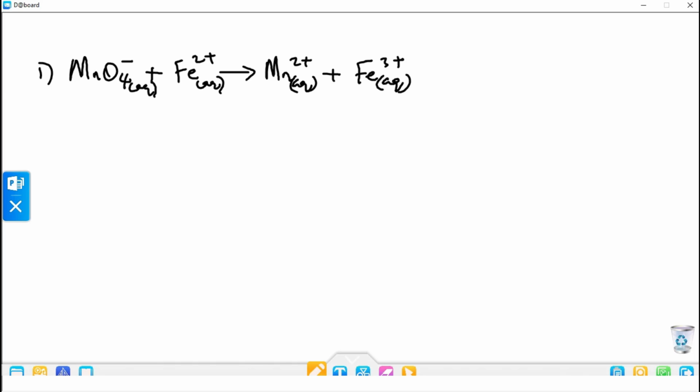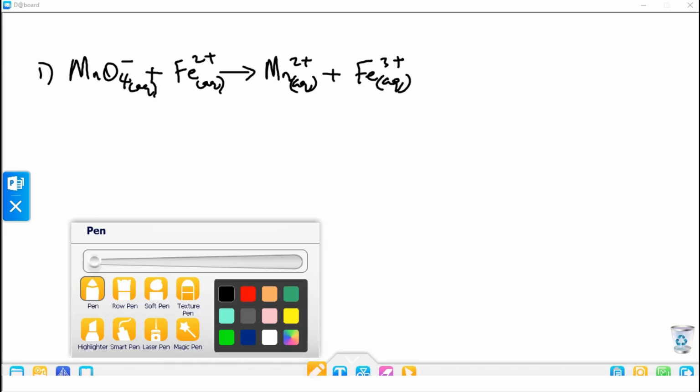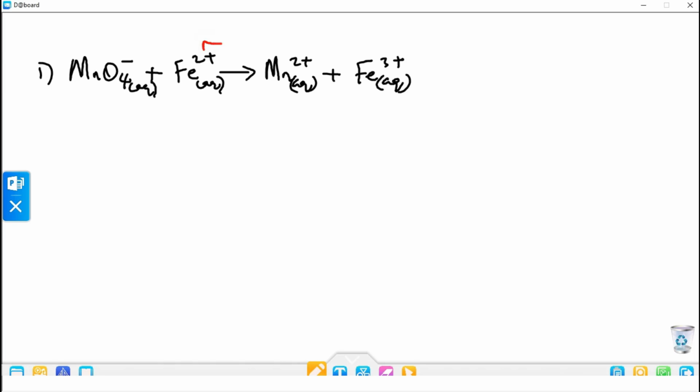So we have to identify our oxidation and reduction half cell reactions. From the equation given to us, we can say for sure that iron 2 has been oxidized to iron 3. So iron 2 has gone to iron 3, and therefore we can say this is oxidation. And that implies that manganese is the reduction half cell.